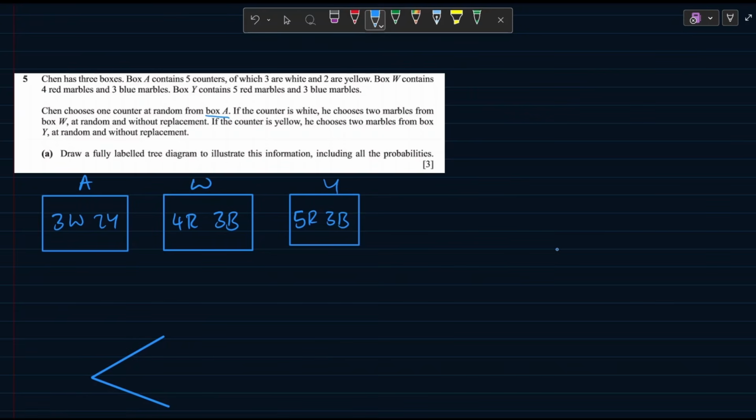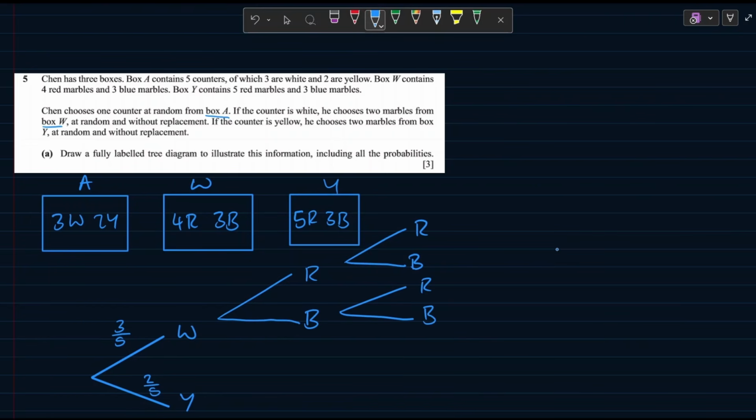Box A, we're either going to pick a white counter or a yellow counter. The probability of picking a white is 3 out of the 5 counters. A yellow is 2 out of the 5. Then if we pick white, we know he chooses 2 marbles from box W, and W contains either red or blue. So I know my first marble is either going to be red or blue. Then the second marble that I pick is also either going to be red or blue, since those are the only type of marbles we have in box W. So red or blue. We'll come back to filling in the probabilities.